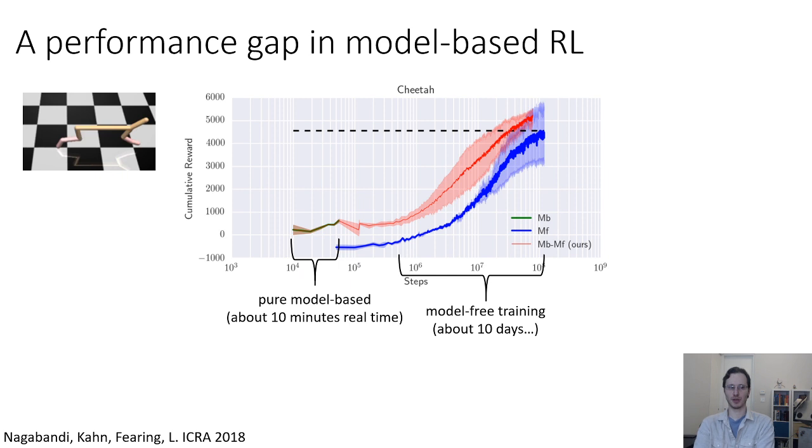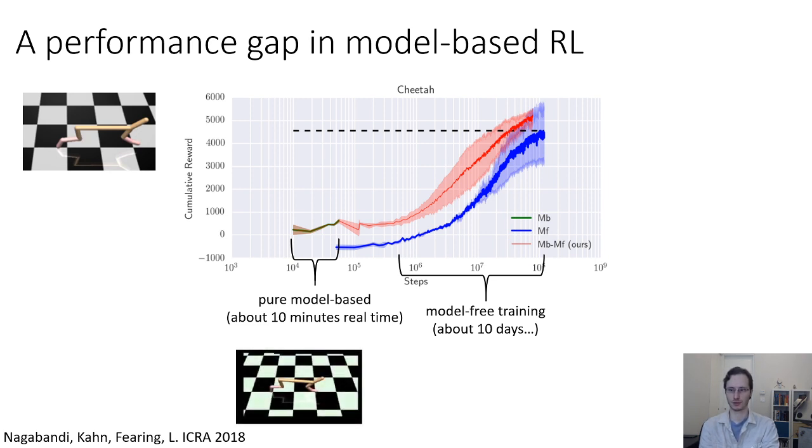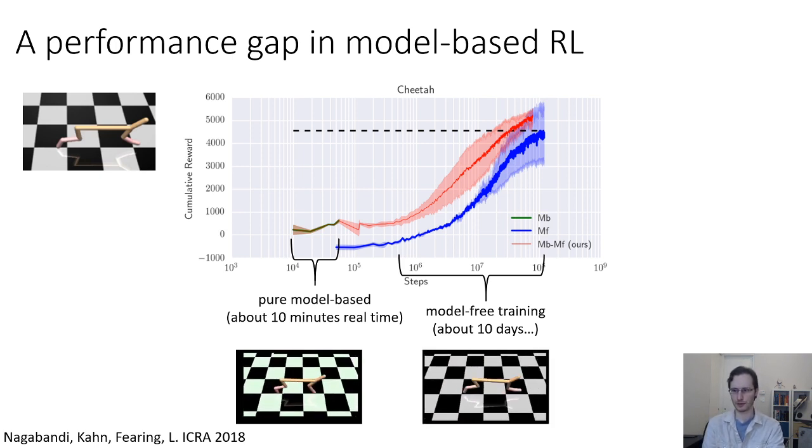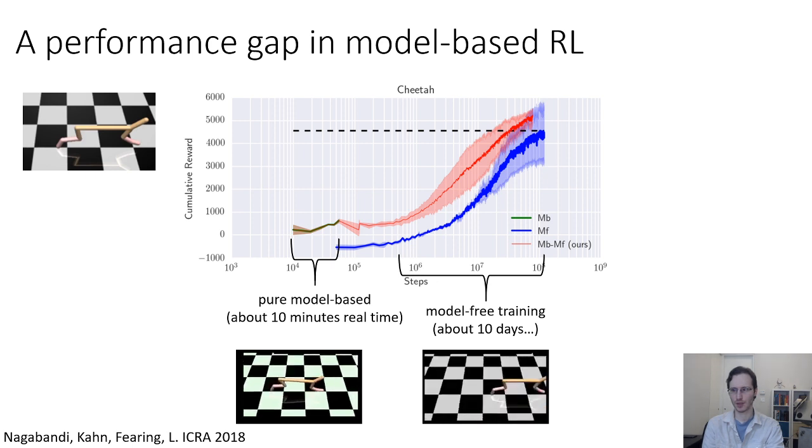So a couple of things jump out at us here. First, the model-free learner gets to much better final performance. Second, perhaps more optimistically, the model-based learner can get to some slightly better than zero performance relatively quickly. The x-axis here is a log scale. The reward for the model-based learner here was about 500. The reward for the model-free learner was about 5,000. Here's what 500 reward looks like. So it's not completely terrible. It is actually moving forward, just slowly. And here's what a reward of 5,000 looks like after the model-free training.